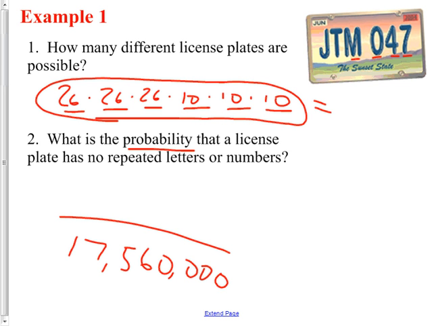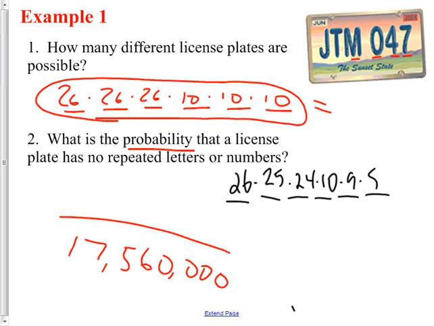The probability that it has no repeated letters or numbers, well, then I need to know how I could show a plate that doesn't allow repeated numbers. I have a different set of 6 blanks. Now there's 26 choices for the first one, but 25 for the next one, 24 for the next one, 10 for the choice of a number, and then 9, and then 8. All right, so there's a lot less of them then, right?